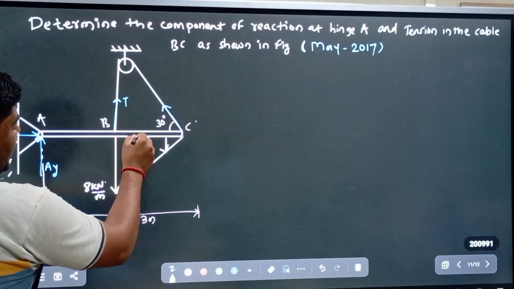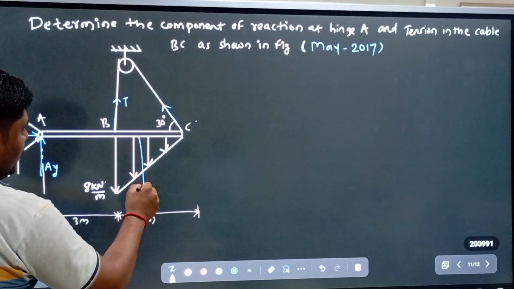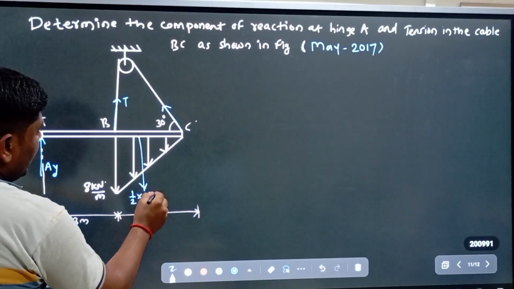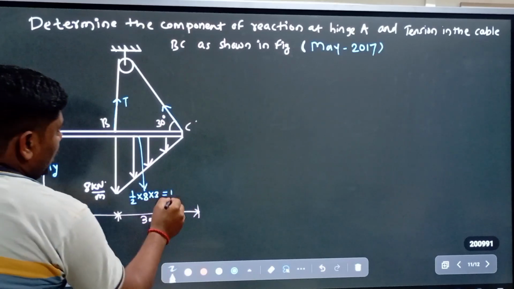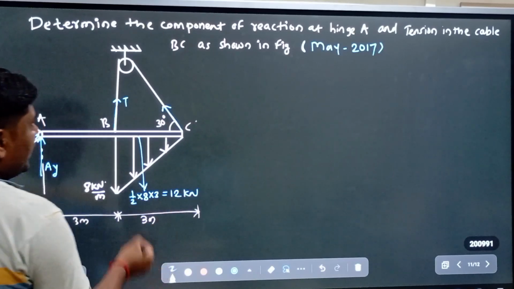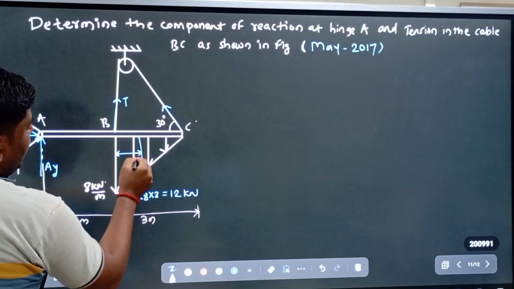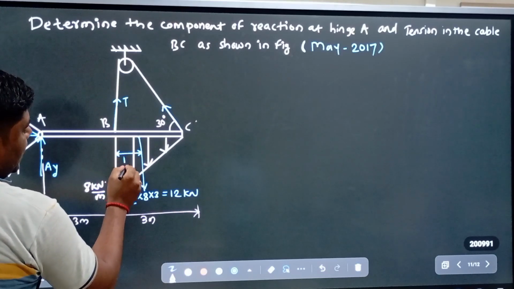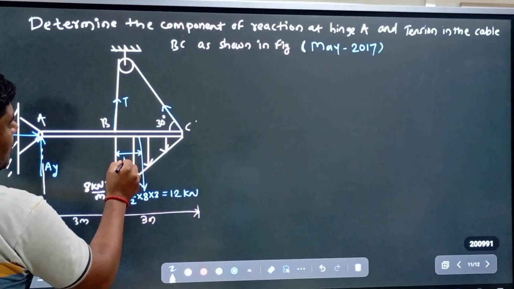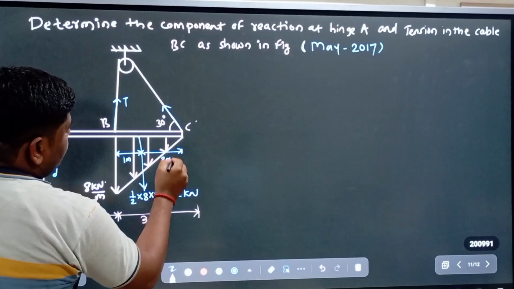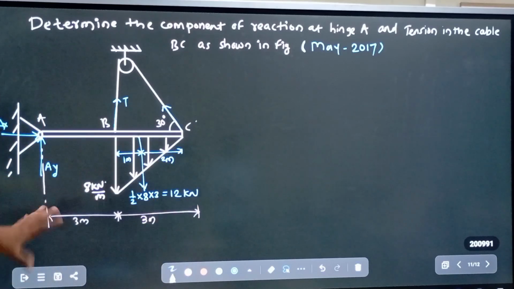It will be somewhere here and the magnitude is 1 by 2 W, that is half into 8 into L, that is 3. So that will be 12 kilonewton, and it is acting at its CG. The centroid of a triangle is always L by 3 from the larger side. So total is 3, 3 upon 3, so this side will be 1 meter and this side will be 2 meter.